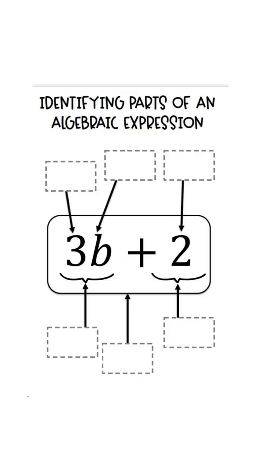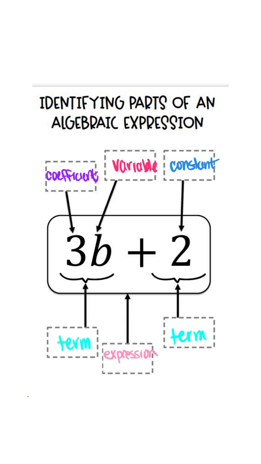I want you to see if you can figure out the label for each one, and then let's check. Okay, so the 3 is a coefficient, the b is your variable, 2 is your constant, then here's a term and here's a term, and the whole thing is an expression. If you want to get more specific, you could say that it is an algebraic expression, but it's an expression.